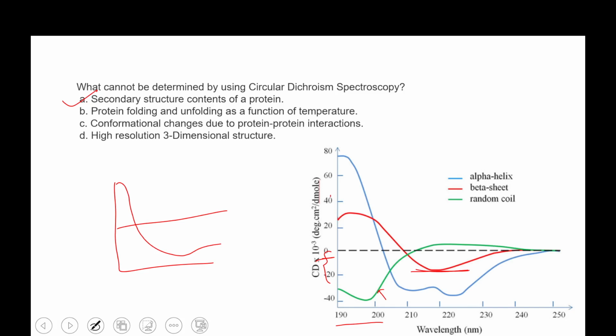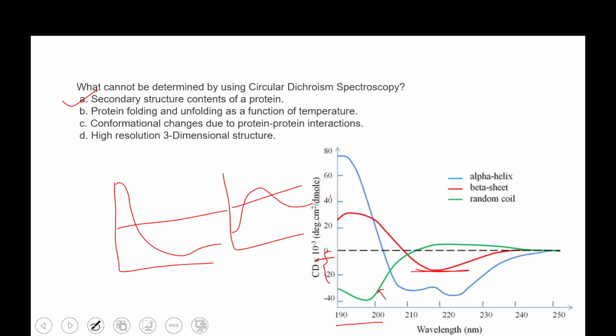Then protein folding and unfolding as a function of temperature. For the same protein, you run both samples, one treated with a different temperature, and then you can compare the folding. One untreated will give one graph, and at another temperature you will get another graph which will have changed peaks. So as a function of temperature you can see the folding and unfolding.